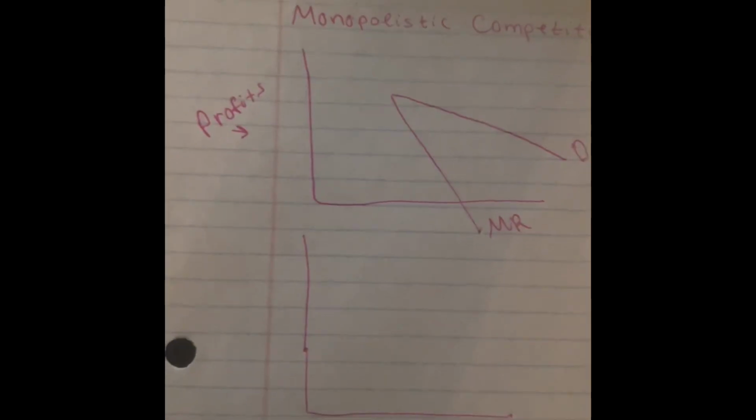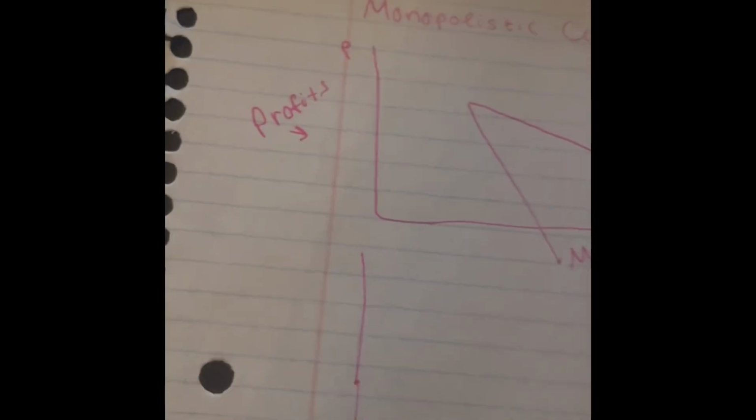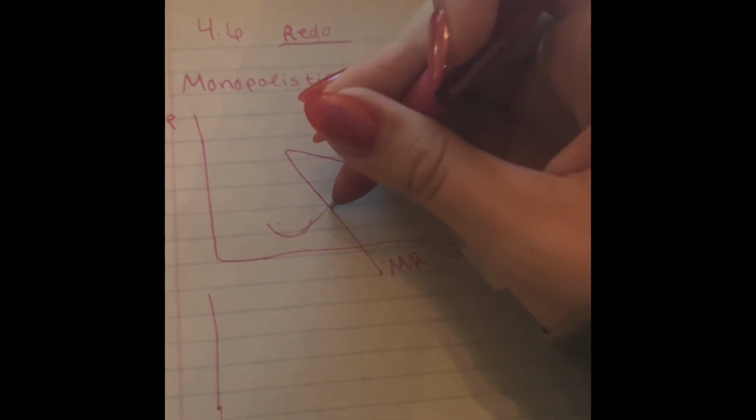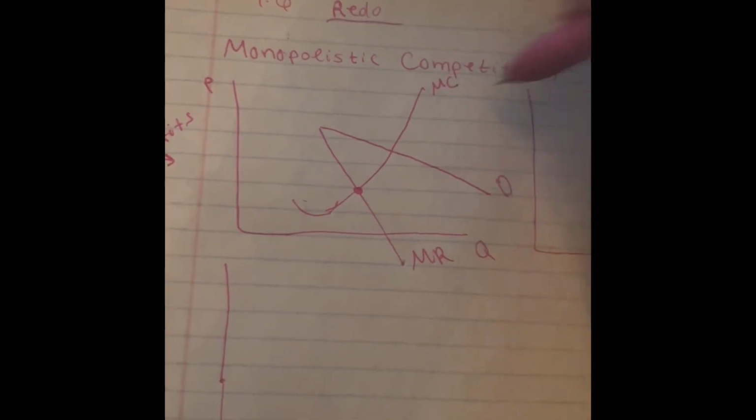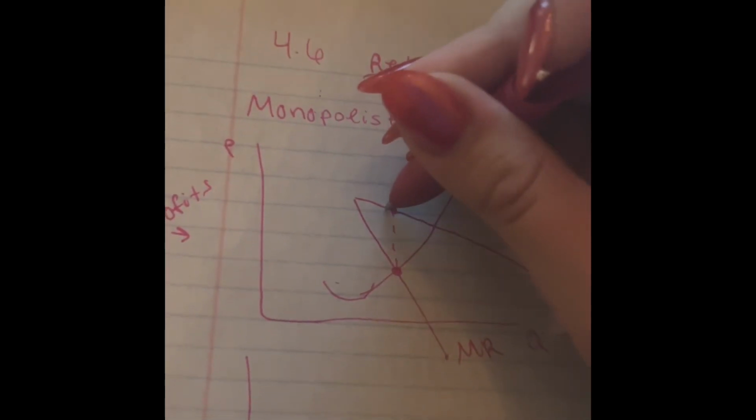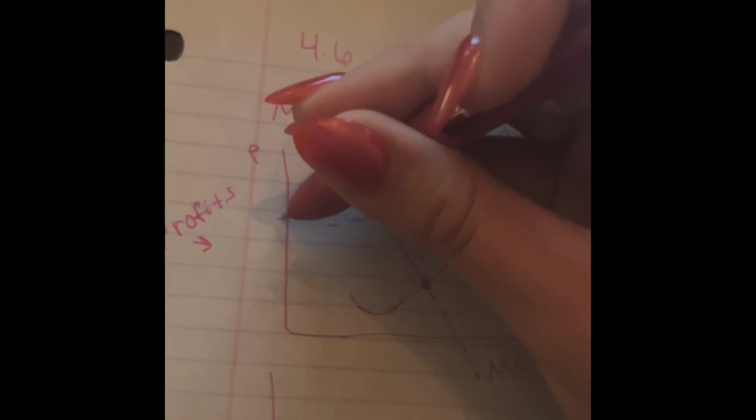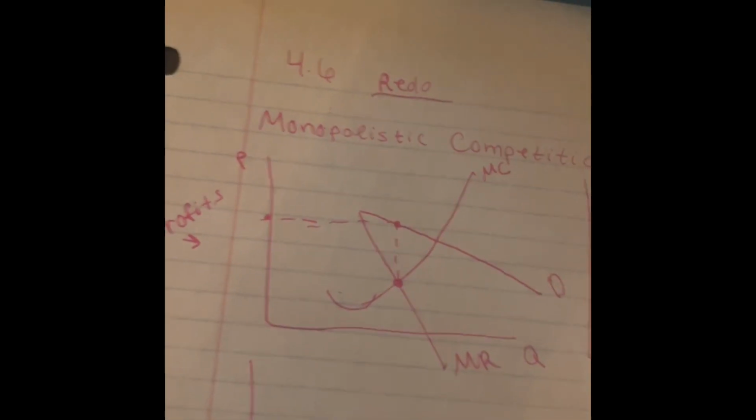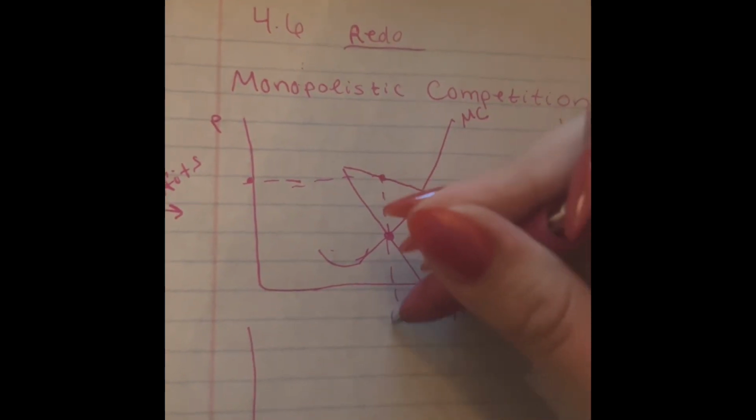So for profits, this is price, this is quantity, and you draw on your marginal cost curve, and find where MR equals MC, right here, up to the demand, because that is what people are willing to pay for it, and that is your price. This should be up there. That is your price, and then down here is the quantity.